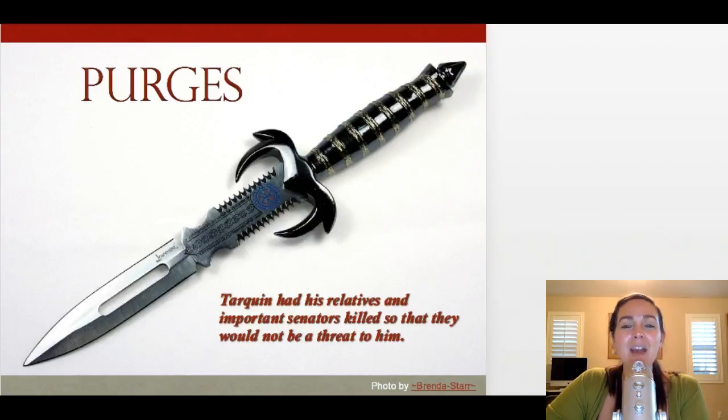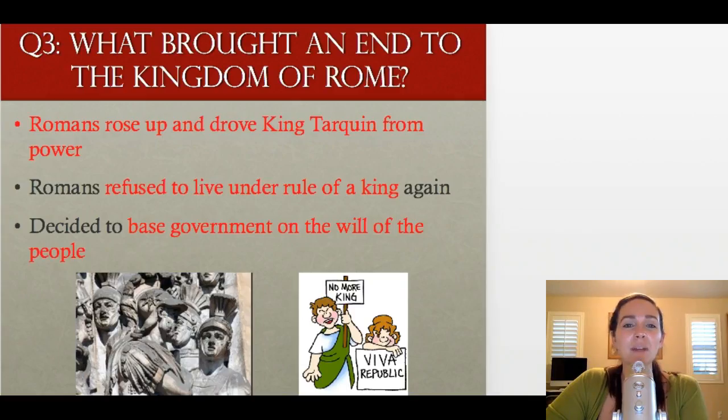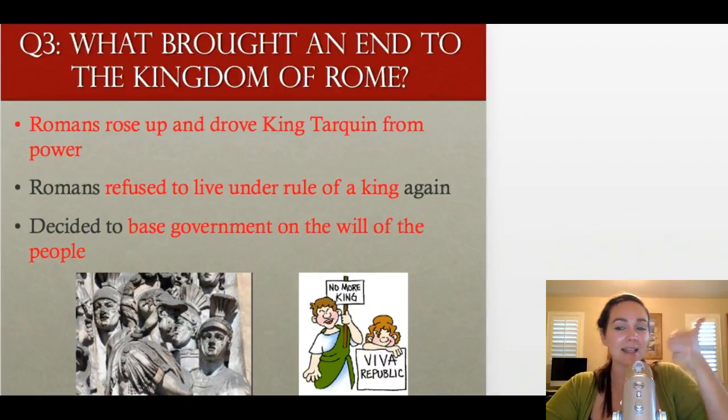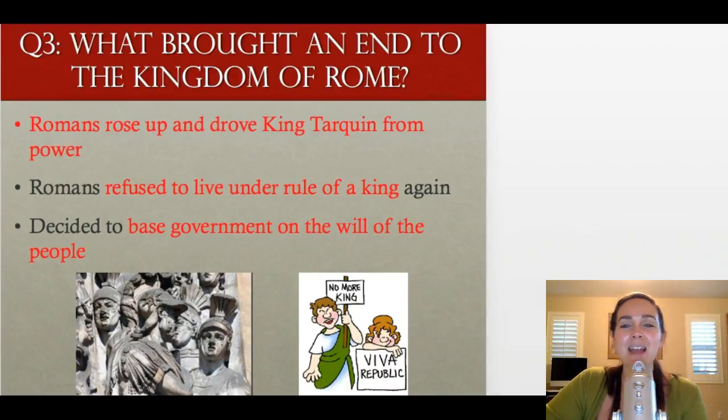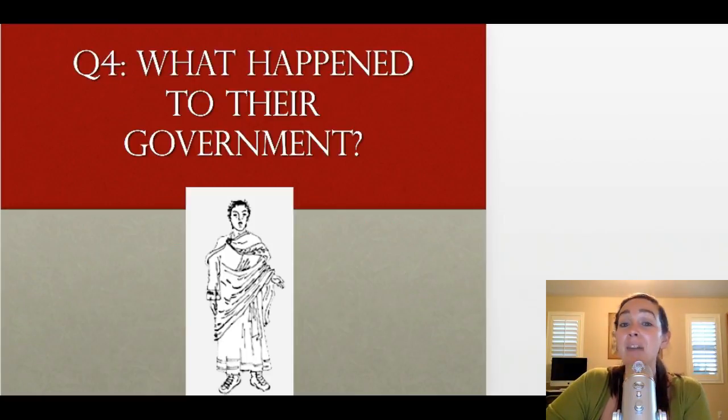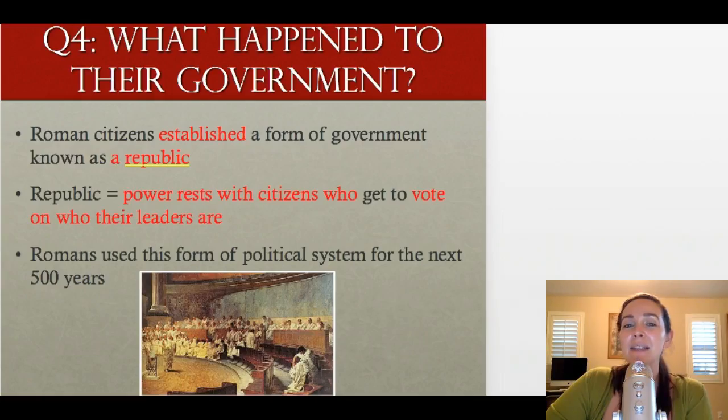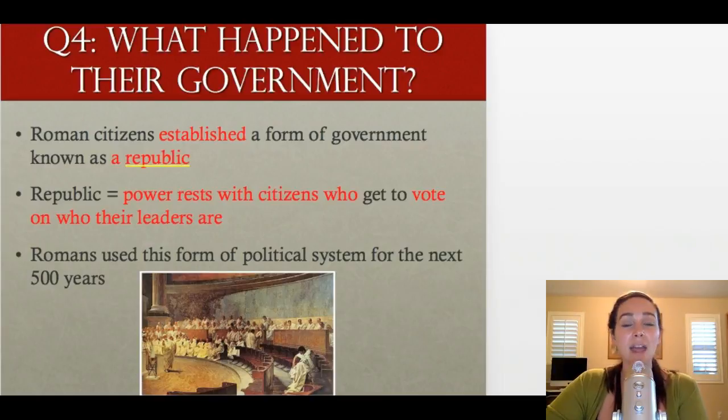That's right. They ultimately decide they don't like Tarquin and they want to go ahead and revolt and kick him out of office. Okay. They kick him out of office and they decide they never want to have another king again, and they want a whole new type of government where the people have more power. And they ultimately decide that they are going to have a Roman Republic. That's right. That means the power rests with the citizens because they have the power to vote for their leaders.